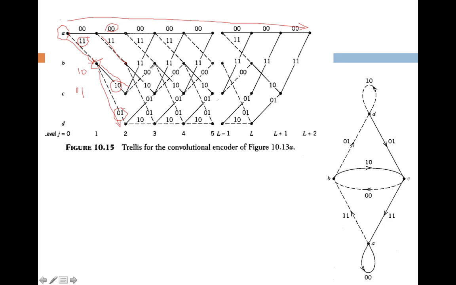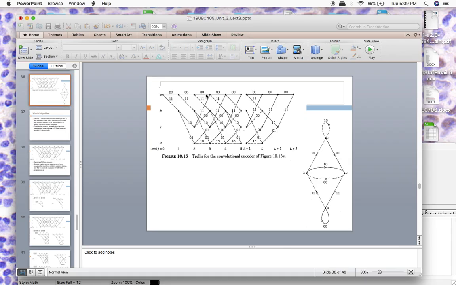This trellis diagram is mainly used for decoding purposes. With this, I am stopping my lecture. Possibly we will discuss the decoder later. Thank you.